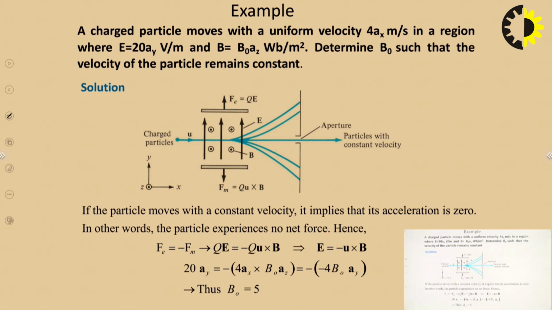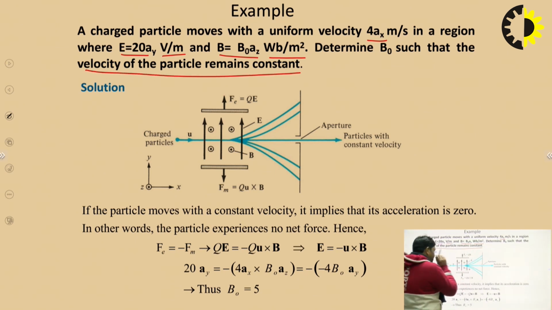According to this force, if your charge is placed in an electric field as well as a magnetic field density: a charged particle moves with a uniform velocity 4 ax meter per second in a region where the electric field is defined as 20 ay volt per meter, and the magnetic flux density is defined as B equal to B naught az Weber per meter square. Determine B naught such that the velocity of the particle remains constant.